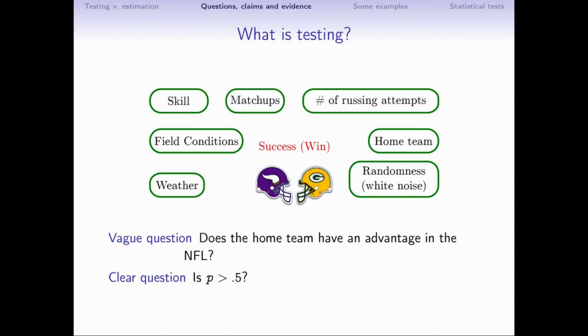Let's think about the following problem, right? What are the different factors that could be associated with success or winning in the National Football League? We can probably think of hundreds of things that have an impact on the outcome of a game. And here are a few. What are the weather conditions? What are the field conditions? How skillful are the teams? How do the teams match up with each other? So, for example, is one team's skill set on offense aligned with the other team's weakness on defense? What is the number of rushing attempts for each team? Which team is home and which team is away?